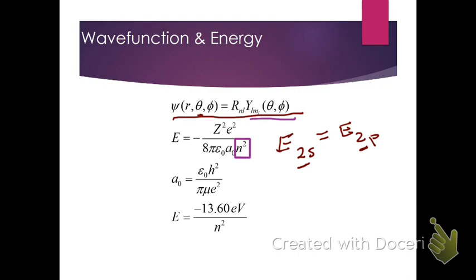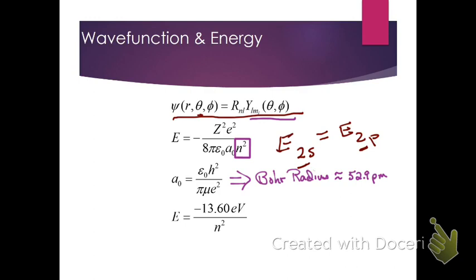The other thing that we'll note here when we talk about the energy, of course, is that we've got this constant here called a naught. That's the Bohr radius. It's just a collection of constants, and it's equal to 52.9 picometers. It's called the Bohr radius because this is the radius of the orbit calculated by Niels Bohr when he developed his model of the atom with orbits.